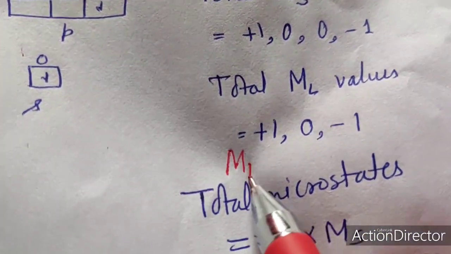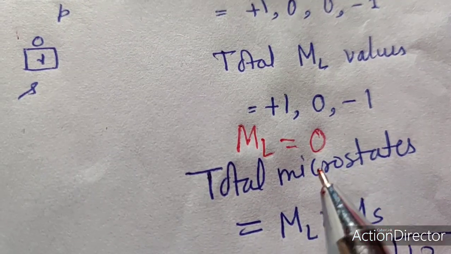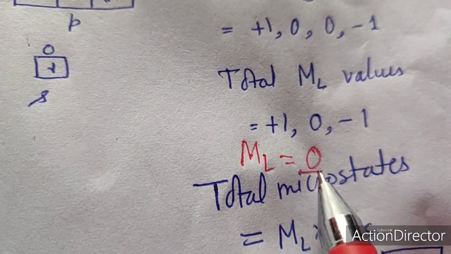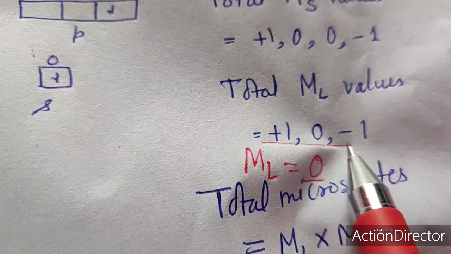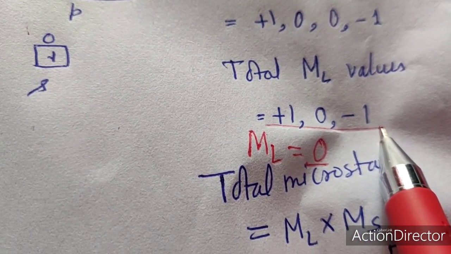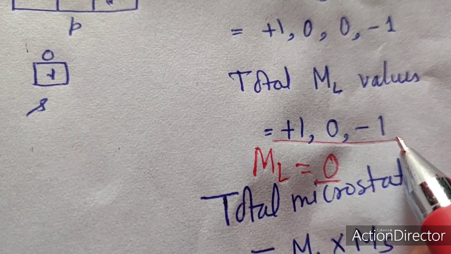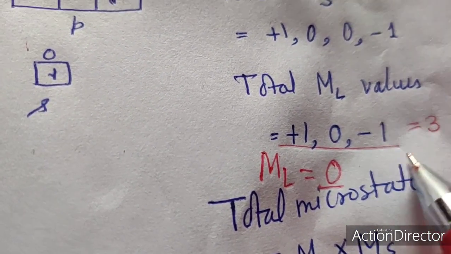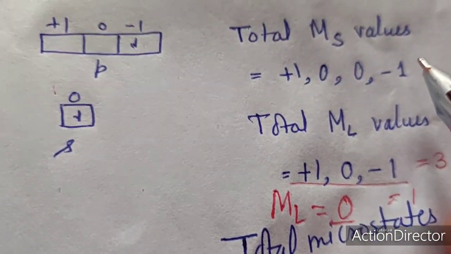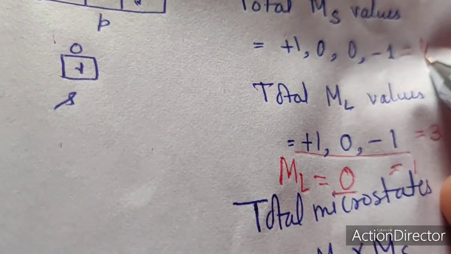The other ML value, that is only one ML value, is 0 for S orbital. So this is the possibility for S orbital, and these are the possibilities for P orbital. So there are total ML values 3, 1, and total MS values are 4.